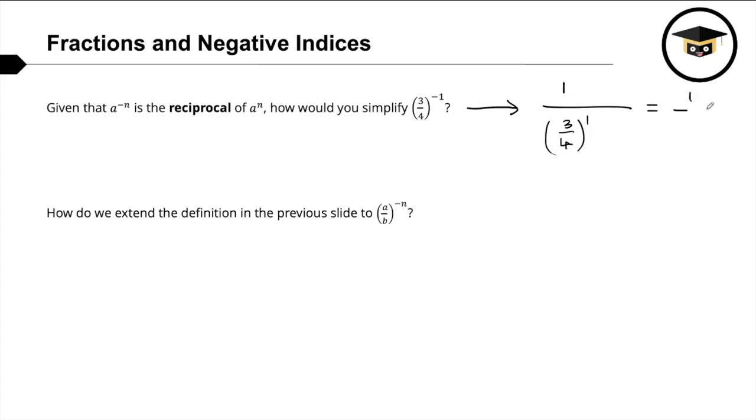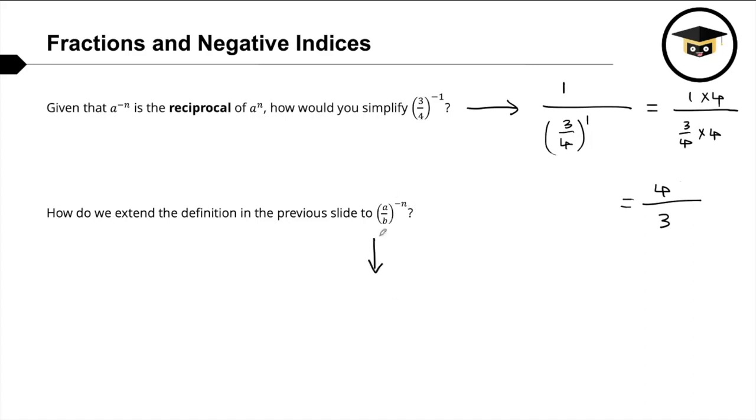So 1 over 3 to the power of 4, we can multiply the top and bottom by 4. And the reason for that is so we can cancel out this fraction on the bottom. So on the top, we get 4, and on the bottom, we get 3. So our answer is 4 over 3. Now, how do we extend that definition to a over b to the power of negative n?